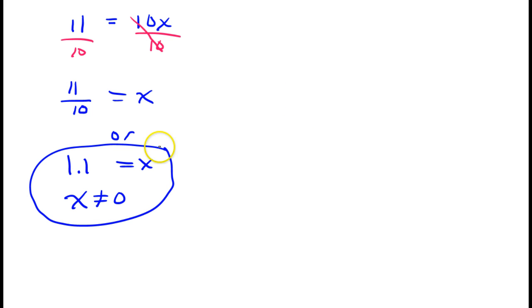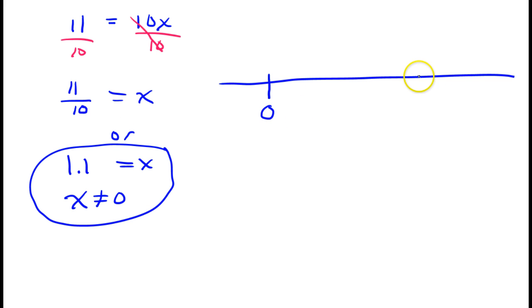Well, now it's time for that number line. So here we go. I've got 0 and 1.1. So here is 0, and here is 1.1, also known as 11/10.